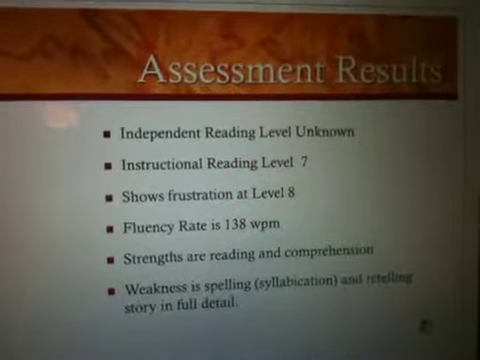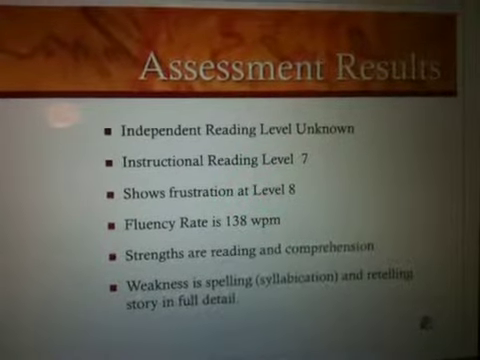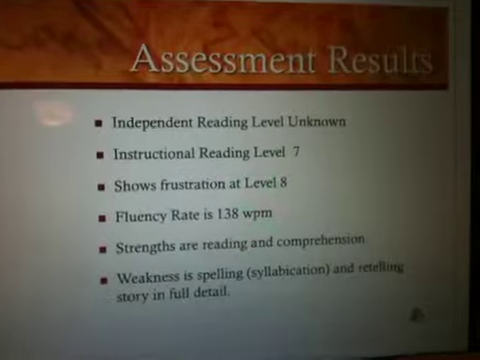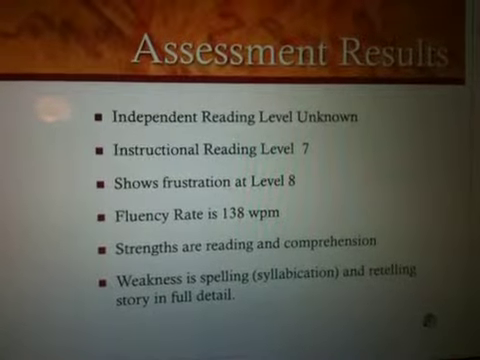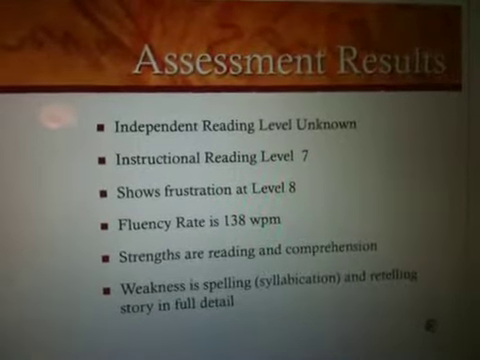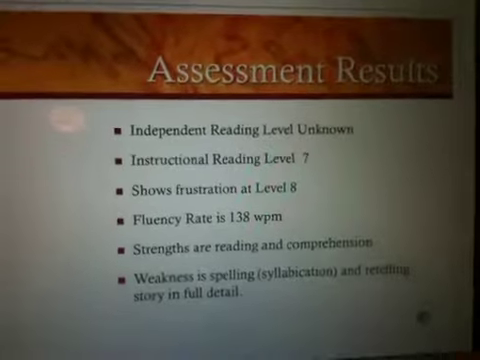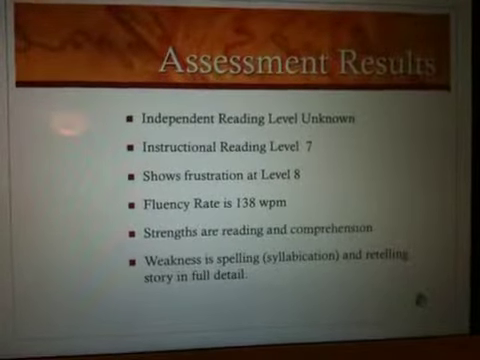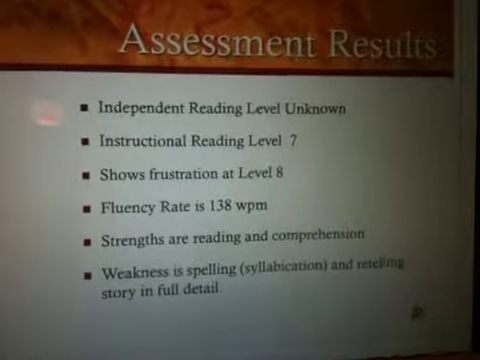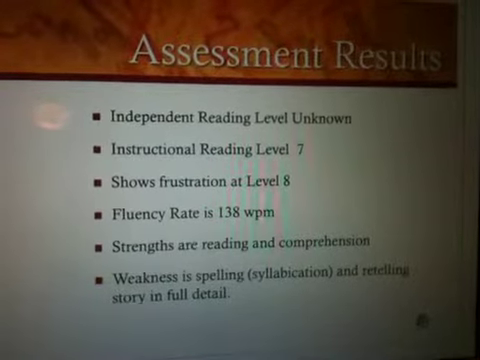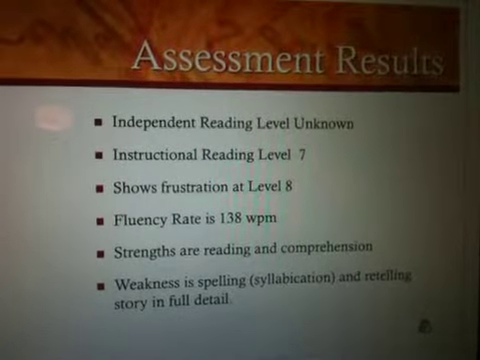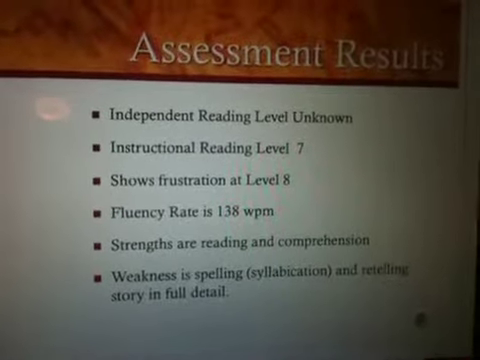These are the assessment results from Aiden's CRI. His independent reading level is unknown. His instructional reading level is at level 7. He starts to show frustration at level 8. His fluency rate is 138 words per minute.